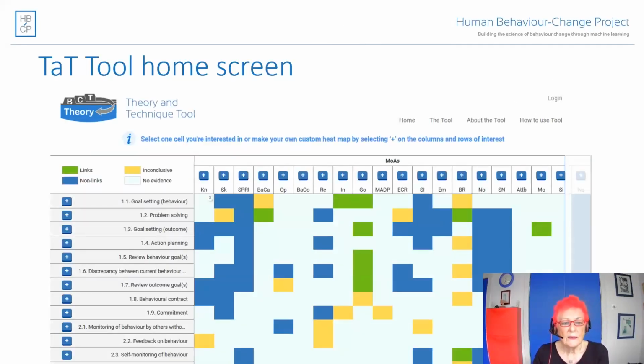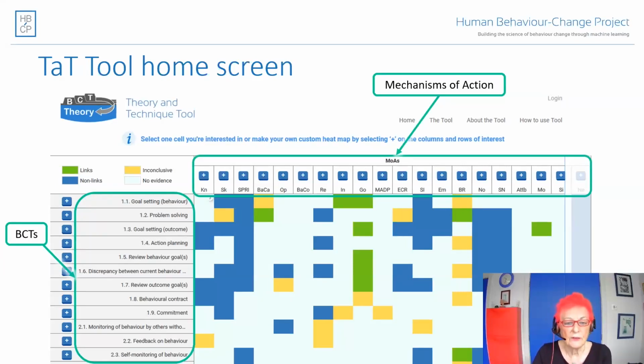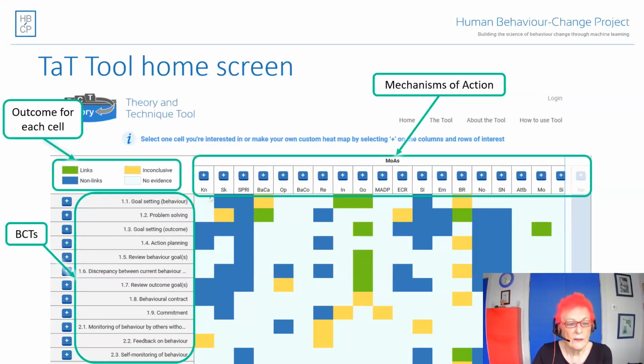We used these links to construct the TAT tool, and here we're showing what the home screen looks like. On the left are the BCTs, and along the top are the mechanisms of action. Here is the code for what each cell represents. So the green cells represent links, the blue cells non-links, the yellow cells were inconclusive, and the white cells no evidence. I'm going to expand on that in the next slide.